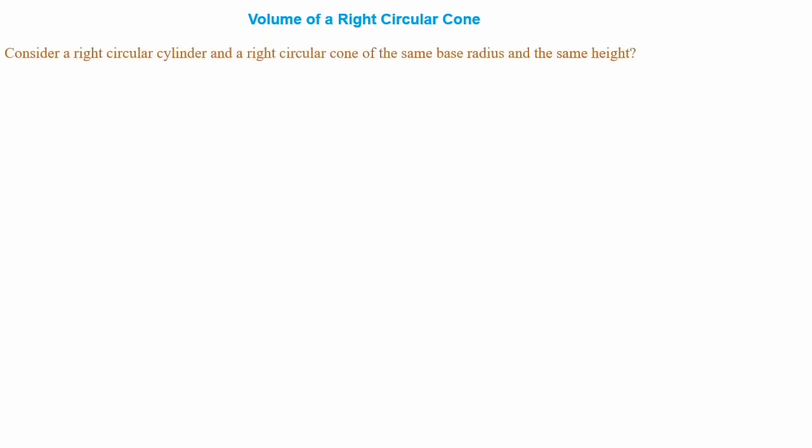Let's begin with the volume of a right circular cone. Here we will find the formula for the volume of a right circular cone. Consider a right circular cylinder and a right circular cone of the same base radius and the same height. There is a cylinder and a cone, both having the same height and the same radius.